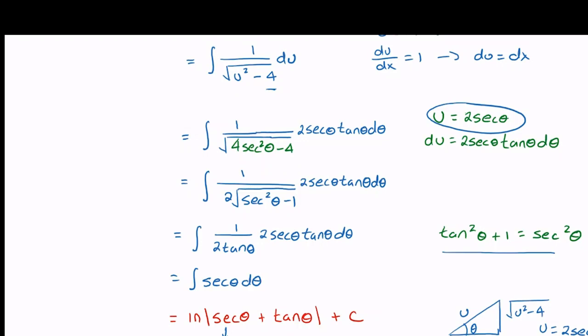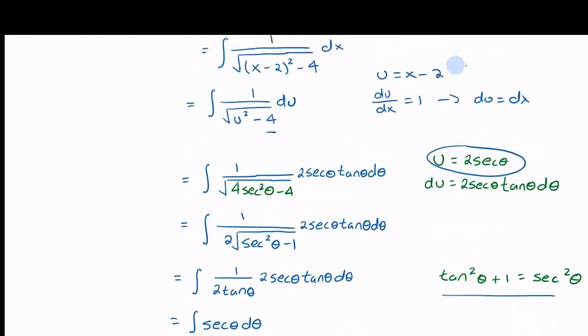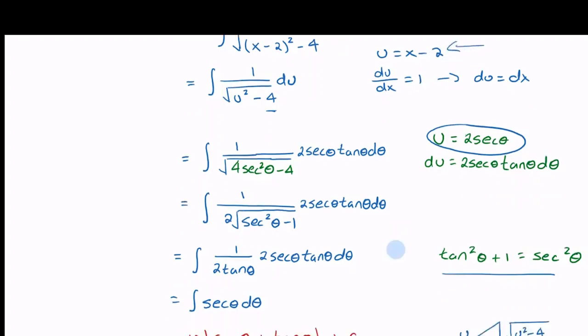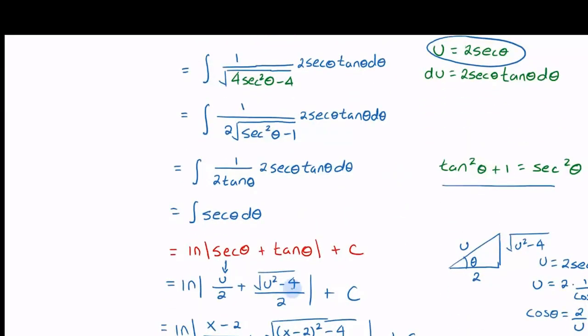So we undid the trig substitution, but then we also have to undo the u substitution. So everywhere you have a u, now you replace it with an x. So this is your final answer.